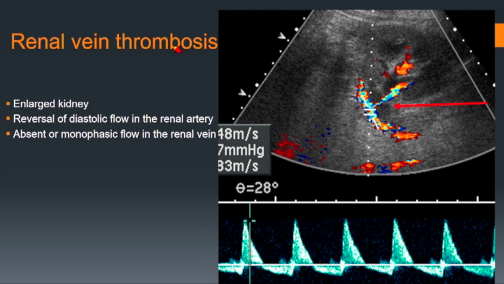Renal vein thrombosis presents with the following signs. The kidney may be enlarged. You may get reversal of diastolic flow in the renal artery, and you may get absent or monophasic flow in the renal vein. In the example I have here, the Doppler cursor is on the renal artery, and you have reversal of flow in diastole, very high peripheral resistance, and the arrow here is pointing at the thrombosed renal vein, which is this hypoechoic structure over here with clot inside it.